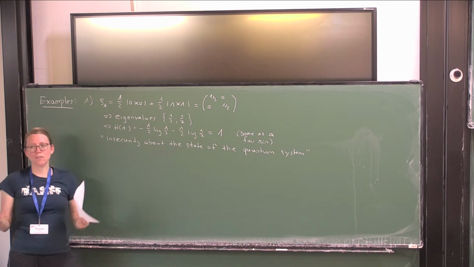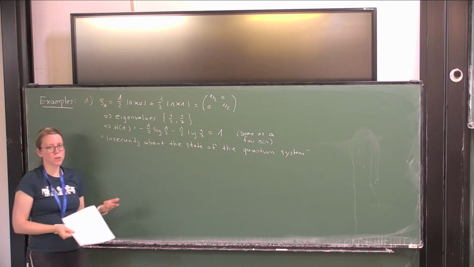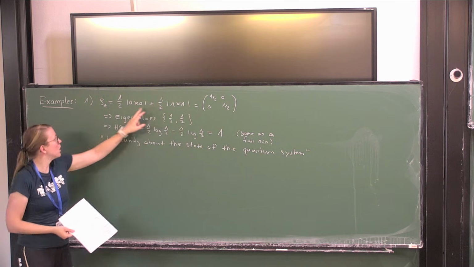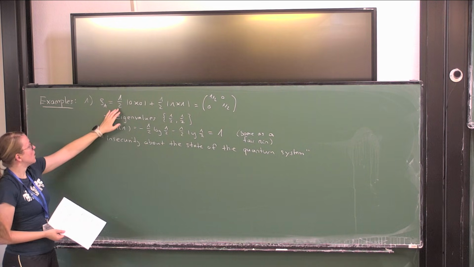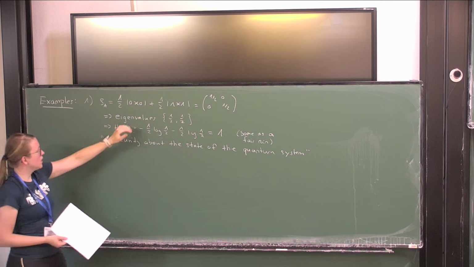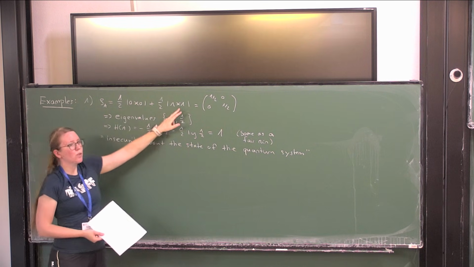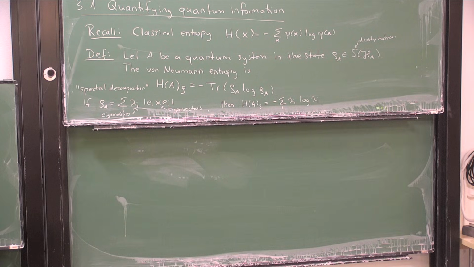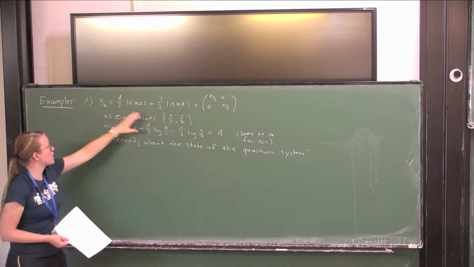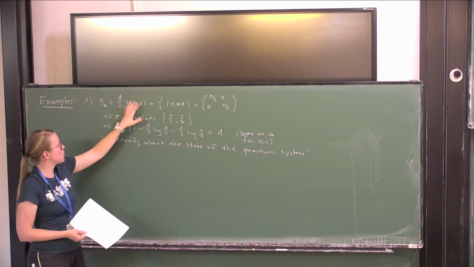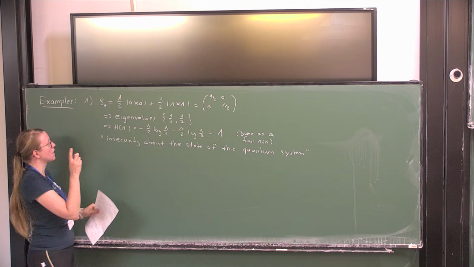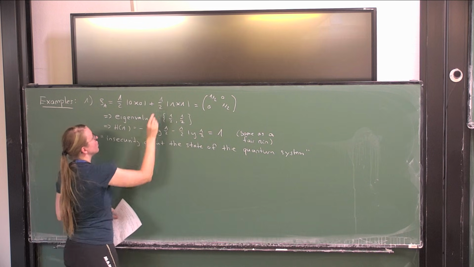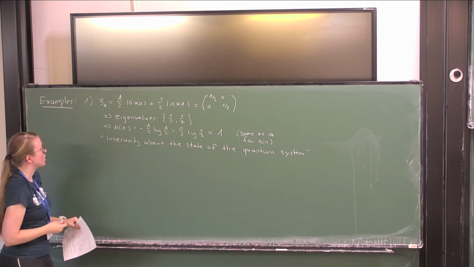So that means we have some insecurity about what state the quantum system is in. And we can see it in this formula, because what this means is that the quantum system is either in state 0 or in state 1, and both can happen with 50% probability. In this way, we don't know what state the quantum system is in, but it is in one of those. So this is like a classical insecurity.